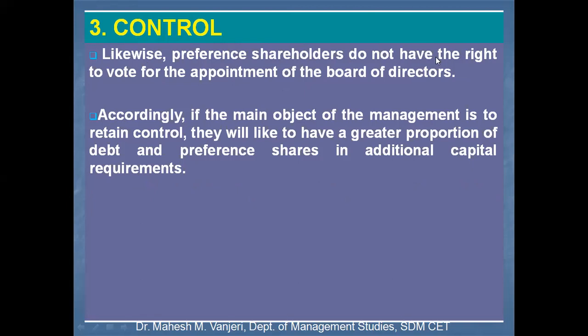Likewise, the preference shareholders do not have the right to vote for the appointment of the board of directors. So if the company has a higher proportion of debt sources of capital as well as preference share capital together, the control will be more with the management and less with equity shareholders. Accordingly, if the main object of the management is to retain control, they will like to have a greater proportion of debt and preference shares in the additional capital requirements. That is, when they want to raise additional capital.